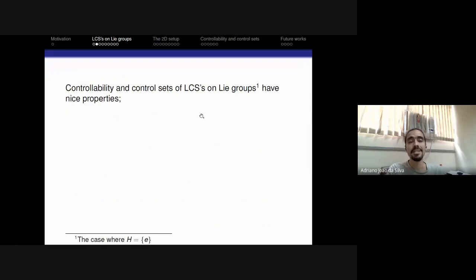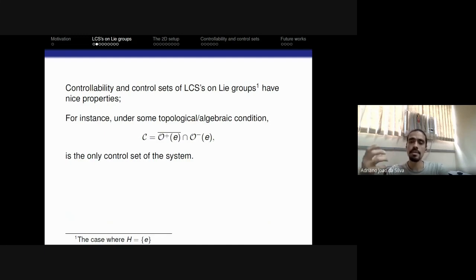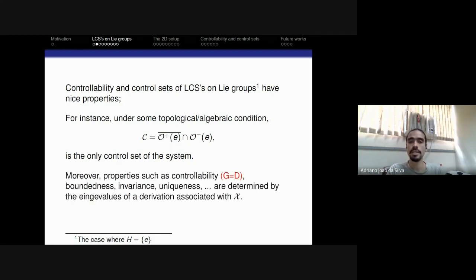Okay, so the idea, because of this motivation that I commented on before, was to understand what happens with this kind of system, mainly because when you consider the trivial case, where your H is just the identity element of your group, we have really nice properties that mimic what happens in the abelian case, okay? So mainly, under some topological or algebraic condition, we have the existence of a control set that contains the identity element in its interior, and many of its topological and uniqueness properties are related to a linear map that you can associate to the drift reverse system.